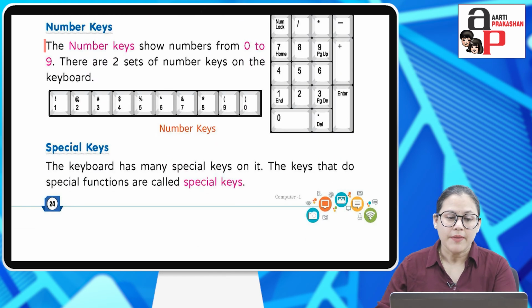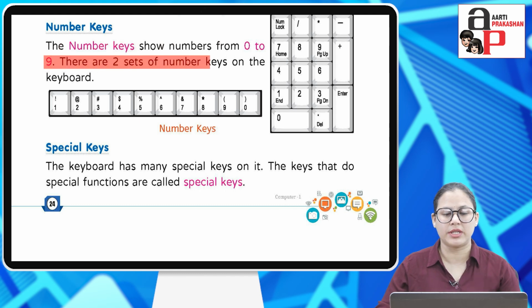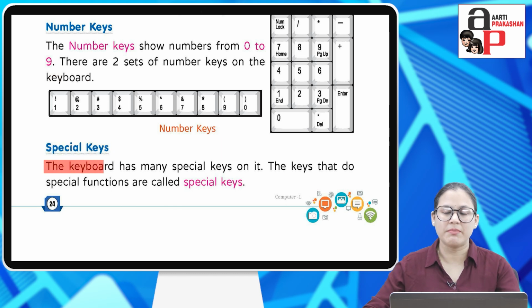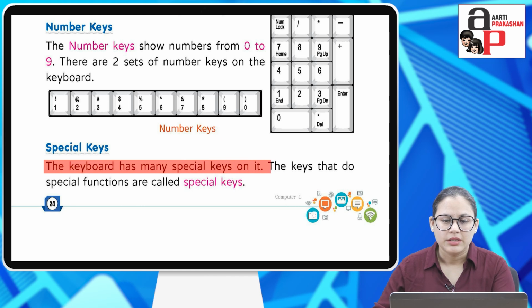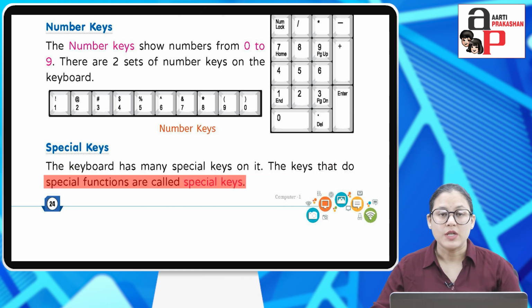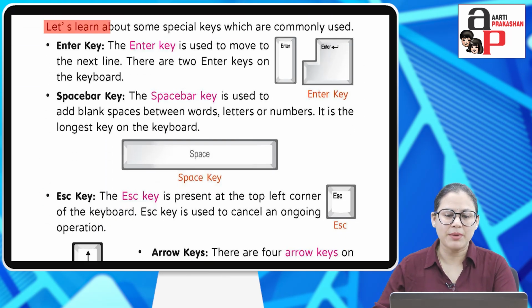Next, number keys. The number keys show numbers from 0 to 9, and there are two sets of number keys on the keyboard. These two sets are given over here. See here. Next, special keys. The keyboard has many special keys on it. The keys that do special functions are called special keys. So special keys means they perform special function. Let's learn about some special keys which are commonly used.